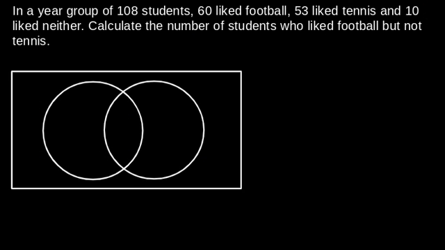In a year, a group of 108 students, 60 liked football, 53 liked tennis, and 10 liked neither. Calculate the number of students who liked football but not tennis. So we have our universal set here with the total number of students as 108. All right, 60 like football, so let's call this the football set, this circle right here, and this is the tennis set right here. And 10 like neither. 10 students did not like football nor tennis.